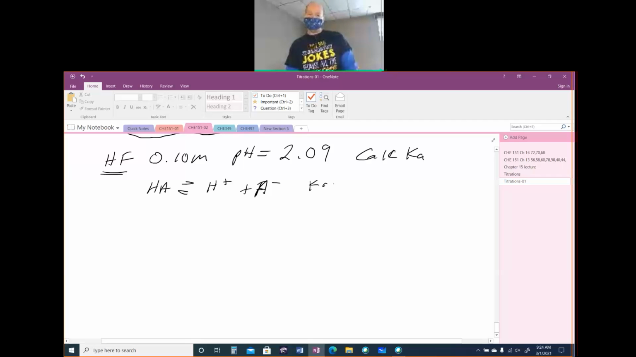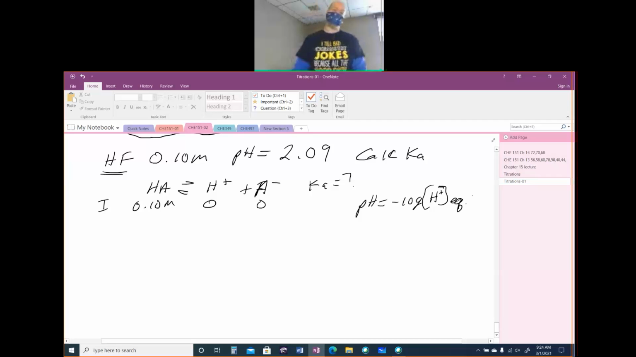All right, so we're finding the Ka. That's what we need to know. What we do know is the initial concentration is 0.10. We also know the pH, and to be more specific, the pH is not equal to the negative log of any concentration of H plus. It is always the H plus at equilibrium. Note, if I had a concentration of H plus and I have a concentration of HA, my equilibrium and my initial would be the same. But that's it.